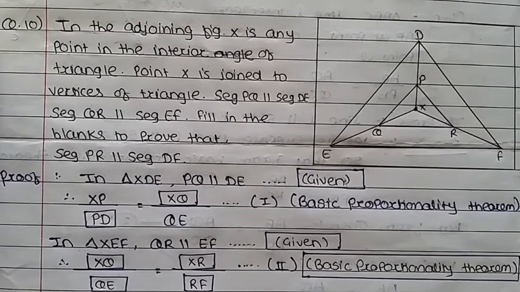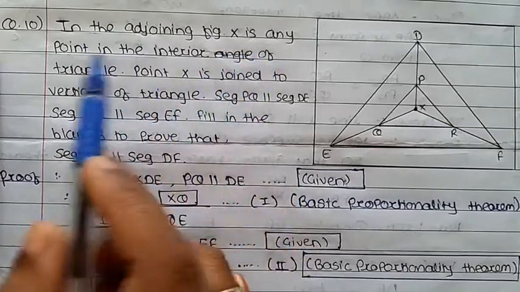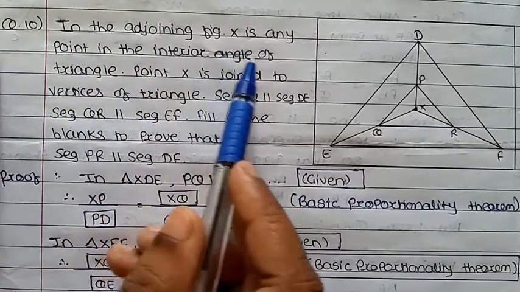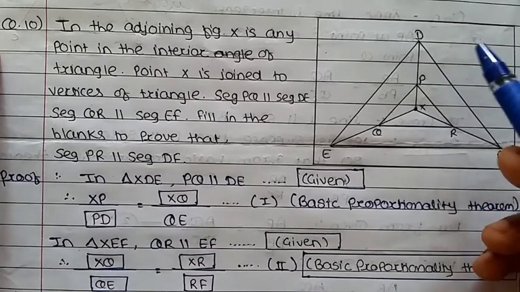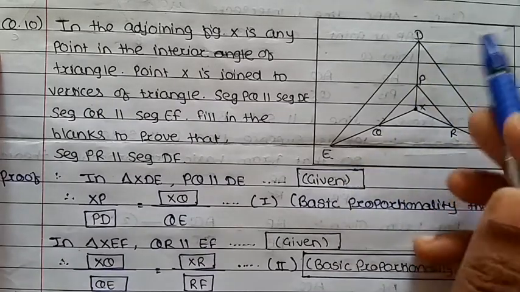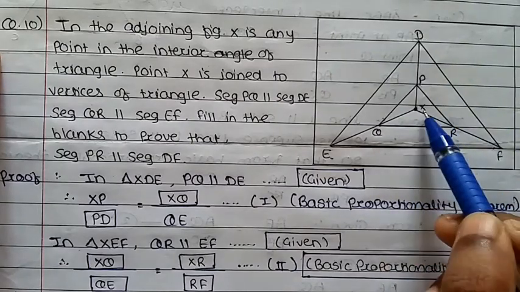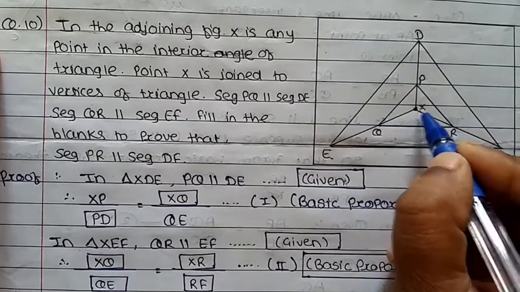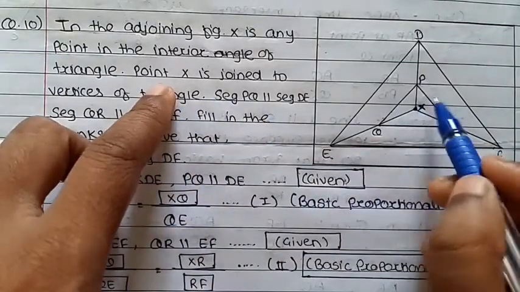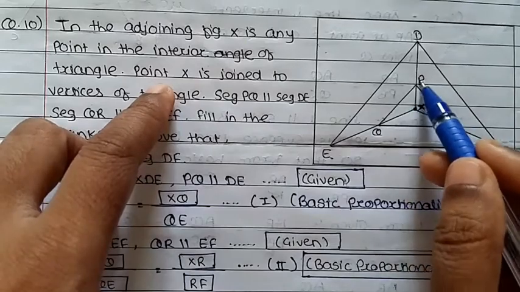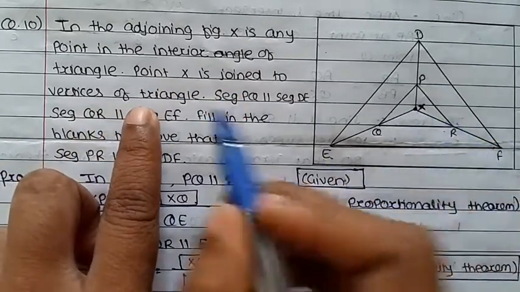Question number 10. In the adjoining figure, X is any point in the interior of the triangle. Okay, listen, what is the exterior triangle here? That is DEF. In this triangle, one more triangle is there, that is PQR, and in PQR one point is there, that is X. Clear? This one. So interior means this triangle, that is PQR. So point X is joined to the vertices of the triangle.